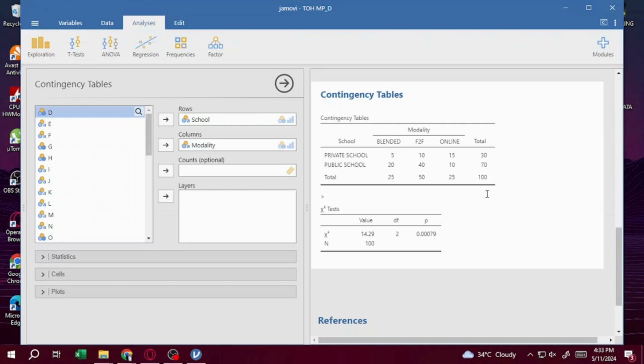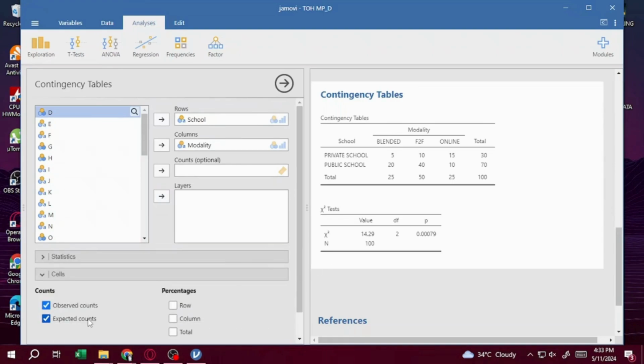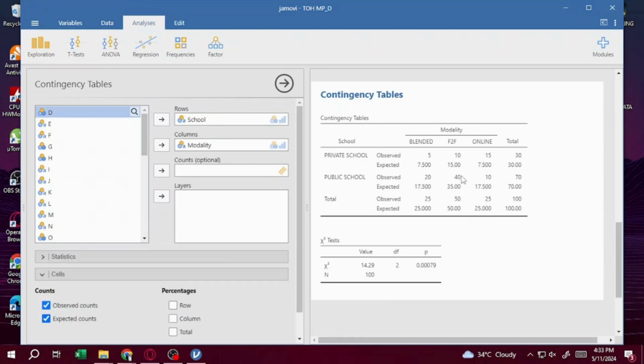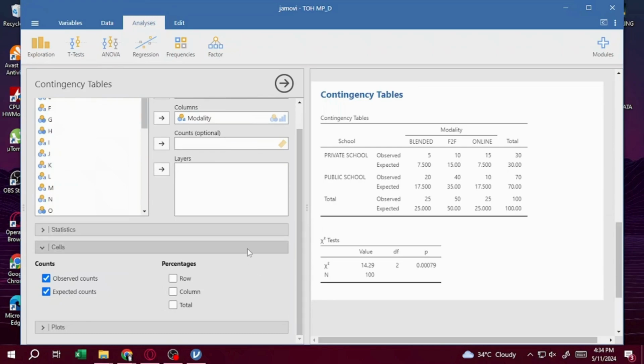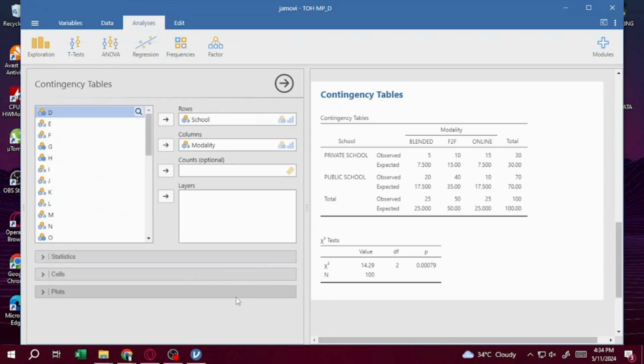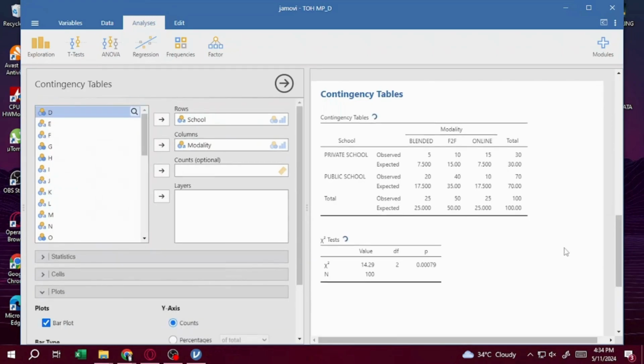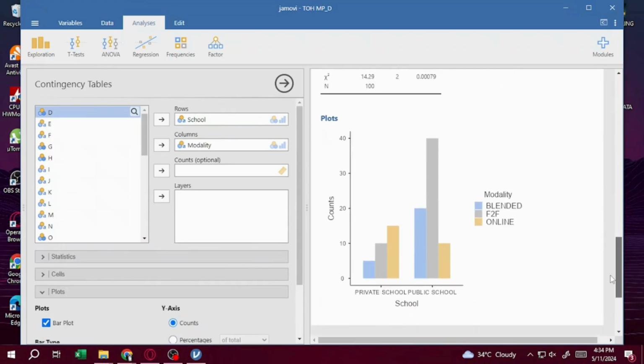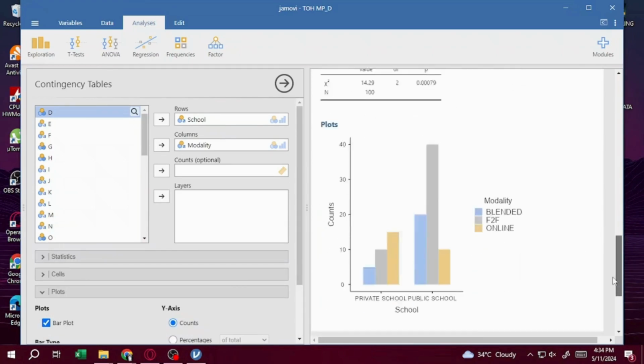And to express this further, since these are only the observed values, again we can click the cell setting to toggle the expected variables. Remember, we can get our expected variables through Excel or manually by computing the sum of the row multiplied by the sum of the column divided by the total sample of population for each cell. Further, on the plots below, we can once again generate a bar plot with distributed values. Yet again, you may just do this if essential.